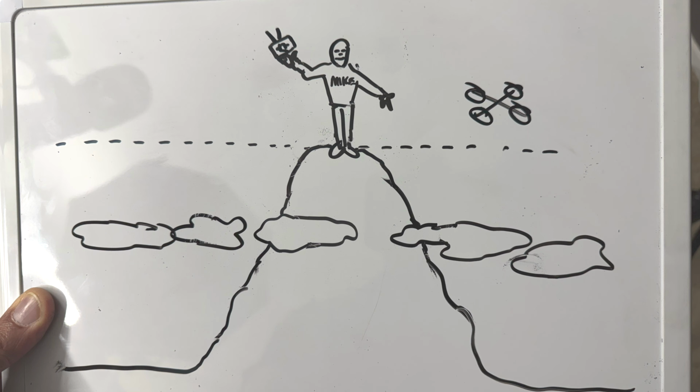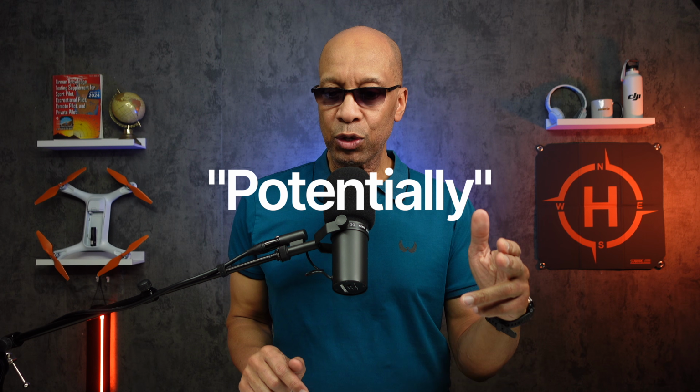But the question is mentioning the clouds that are below. So the question of whether or not you can fly wherever you're standing on top of that mountain, well, that's the question. So here's the answer. Potentially. Notice how I used that word instead of saying yes or no. You see, potentially, but only if you still comply with FAA Part 107 rules and regulations in regard to cloud clearance and visual line of sight.